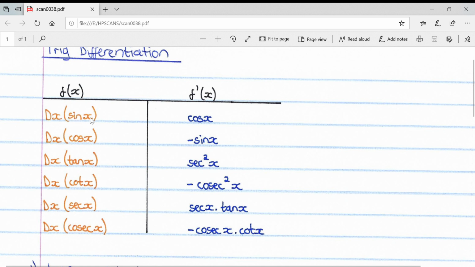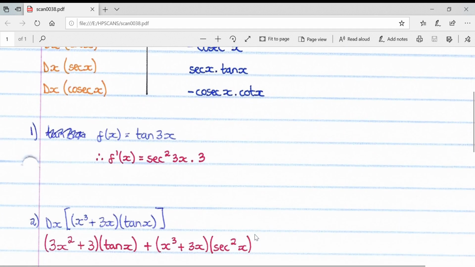So the derivative of sine x is cos x, the derivative of cos x is negative sine x, the derivative of tan x is sec squared x, the derivative of cot x is negative cosec squared x, the derivative of sec x is sec x multiplied by tan x, and the derivative of cosec x is negative cosec x cot x. Then I'll now go through some examples to help illustrate these rules practically. There isn't much more to it, so I hope these help.